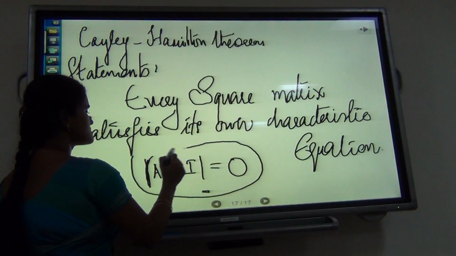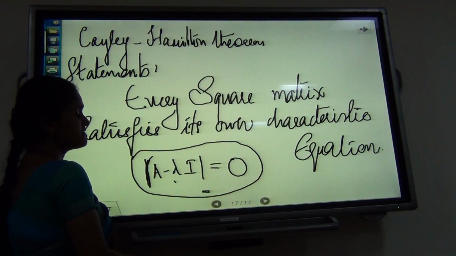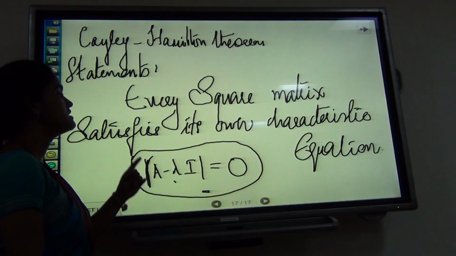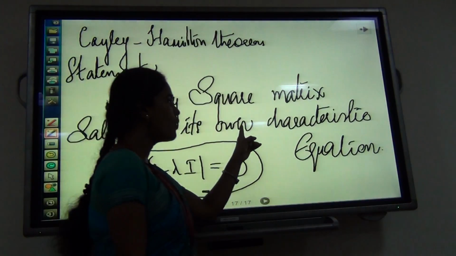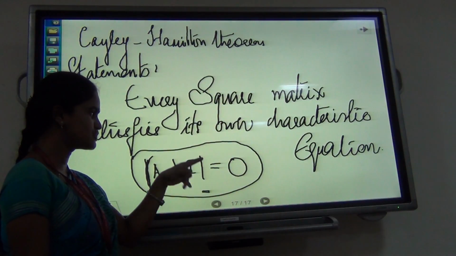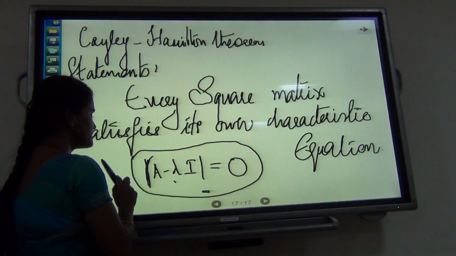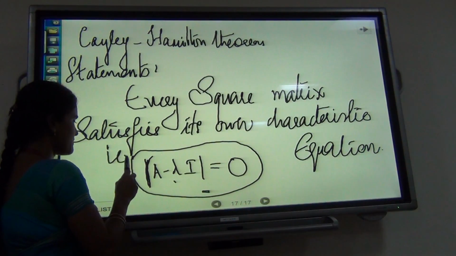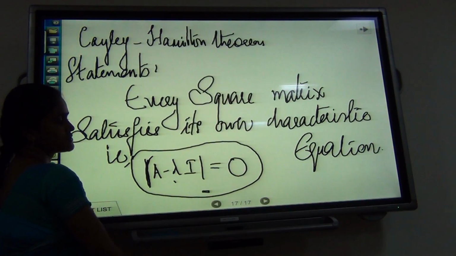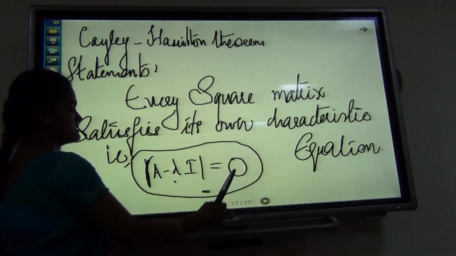Now we have discussed this already. For every square matrix you can find the determinant of A minus lambda I, satisfying its own characteristic equation. It should satisfy that it is equal to 0. So it is very simple. The statement of the Cayley-Hamilton theorem is very simple. Determinant of A minus lambda I is equal to 0. So this will be satisfied for any square matrix.